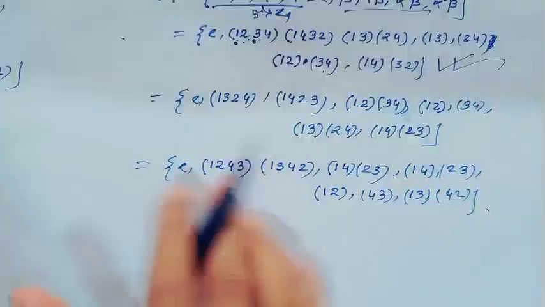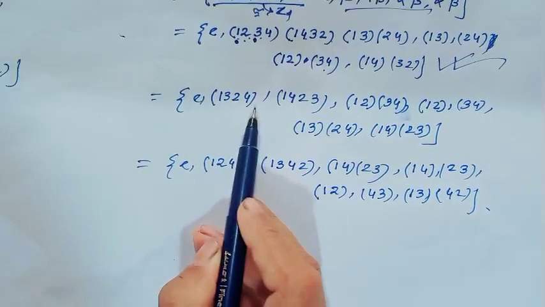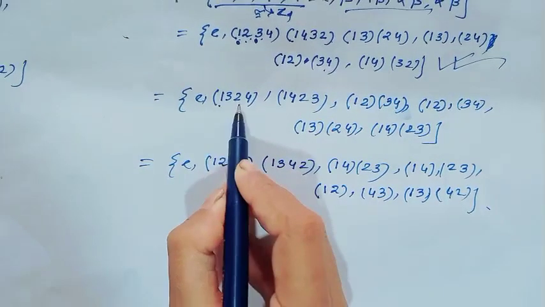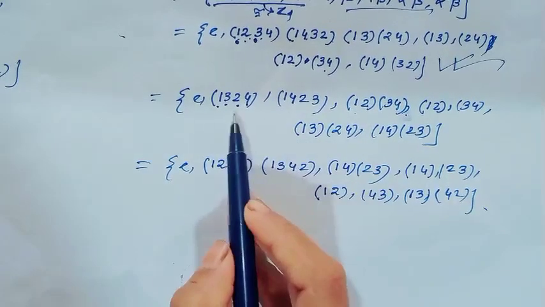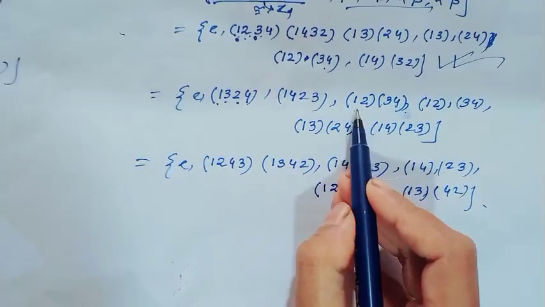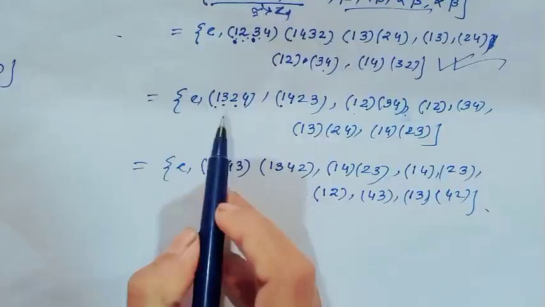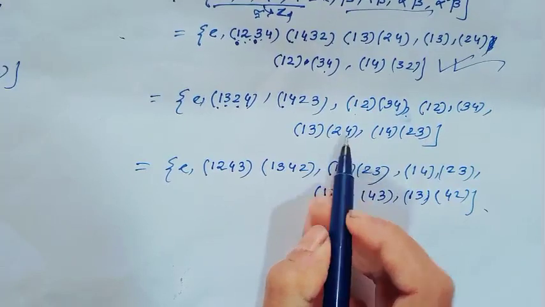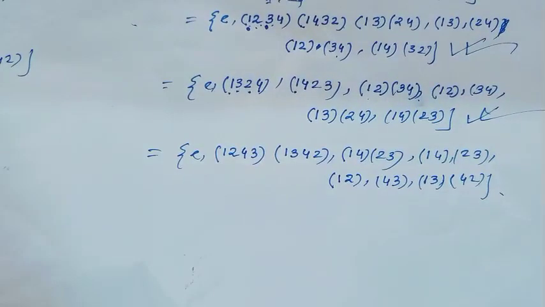Another subgroup is identity, (1 3 2 4). The inverse of (1 3 2 4) is (1 4 2 3), and the other is 1 goes to 2, 3 goes to 4, that means (1 2)(3 4). Now break it: (1 2), (3 4). Write it as (1 3)(2 4), (1 3 2 4) and (1 4 2 3). And this is another subgroup which is isomorphic to D4.